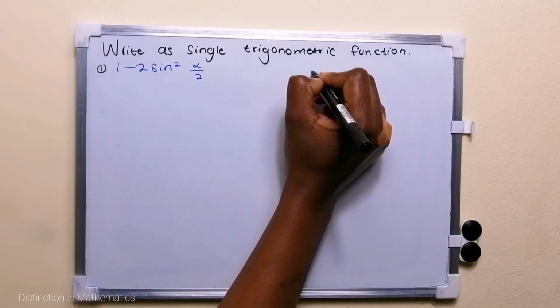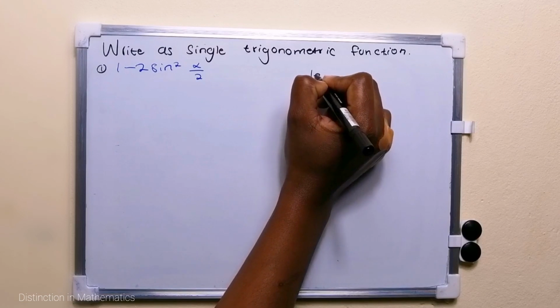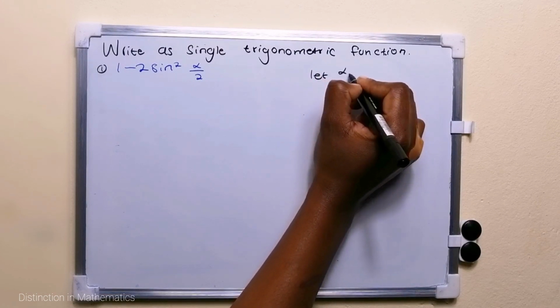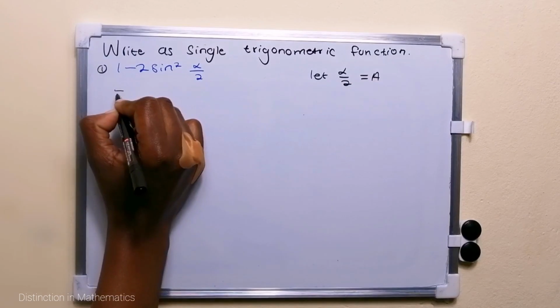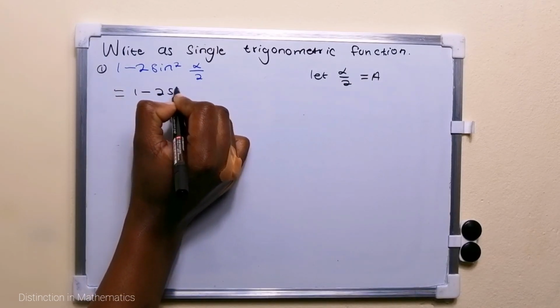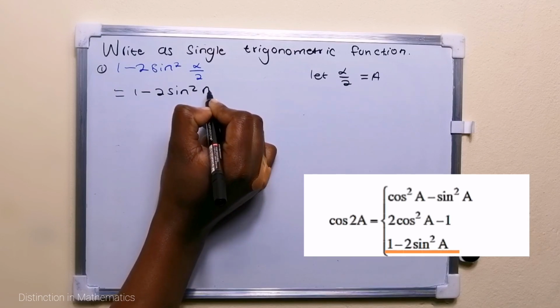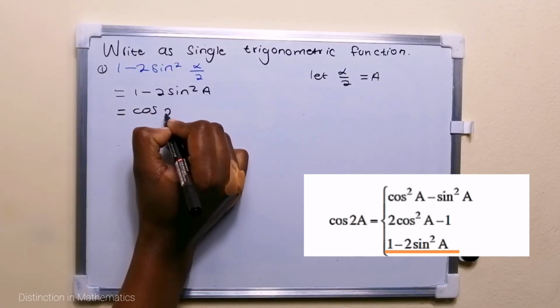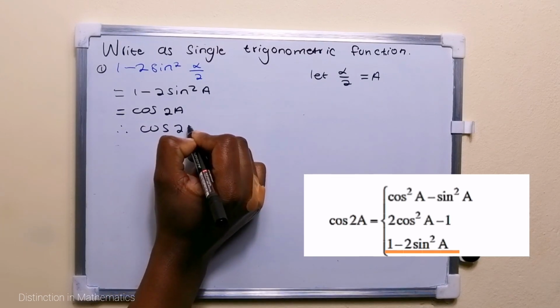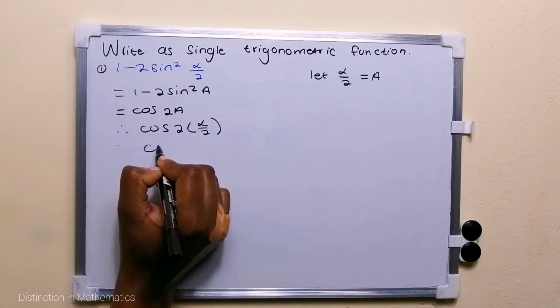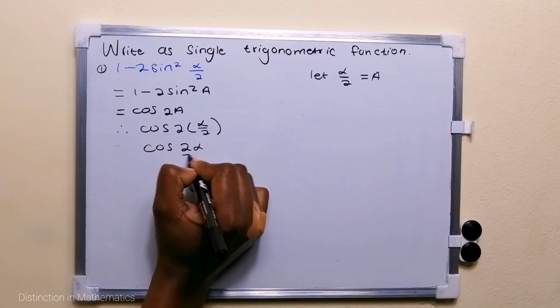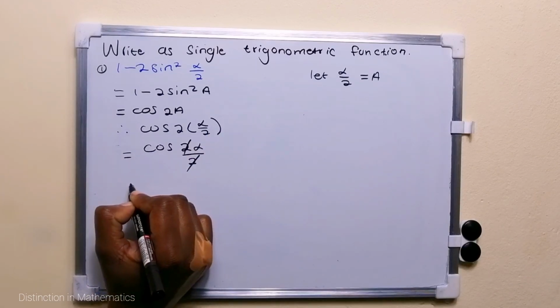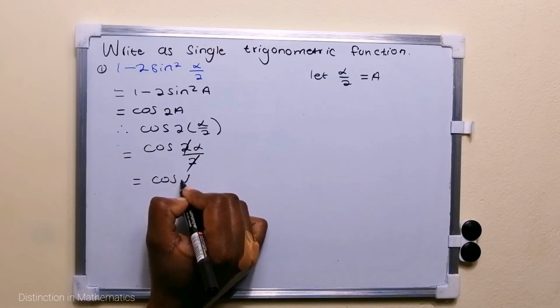So before we conclude with part 1 of the double angle formula lesson, we have 1 minus 2 sine squared alpha over 2, and we have to write it as a single trigonometric function. The best way to solve this is to let alpha over 2 equal a. So you'll have 1 minus 2 sine squared a, and this looks like one of the identities for cos 2a. So you'll have cos 2a, and then you substitute back your alpha over 2. So you'll have 2 times alpha over 2, and the 2 will cancel the other 2, and you would be left with cos alpha, and that is your final answer.